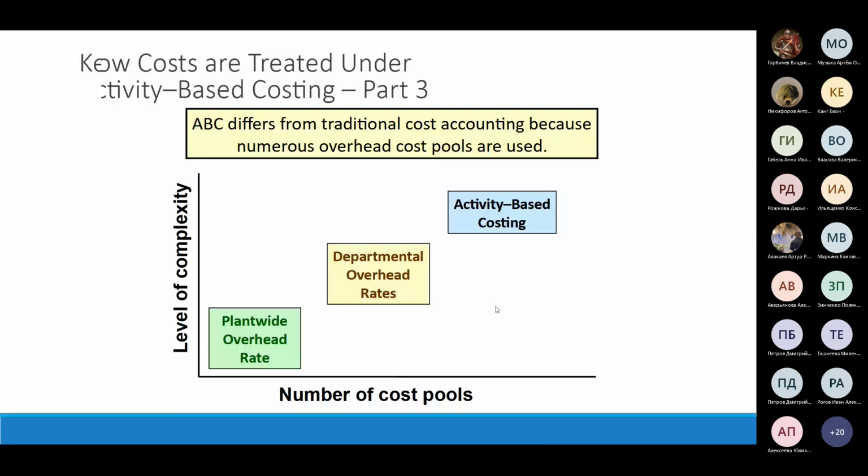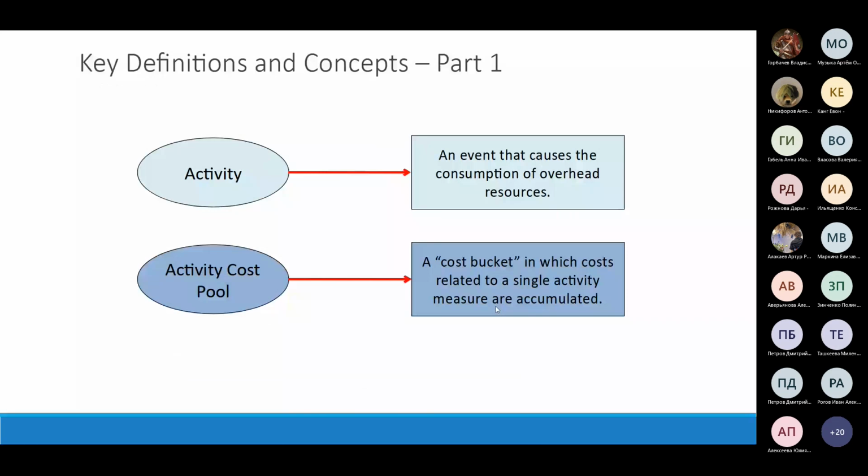So here we meet specific terms like activity and activity cost pool. What does it mean? You know already that an activity is an event that causes the consumption of overhead resources. For example, if we produce ice cream, our activity would be, for example, the freezing process. So that is one of the activities. And of course, this stage is driving our consumption and therefore could be used as the basis for cost allocation.